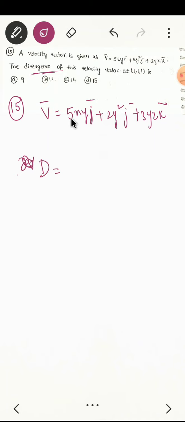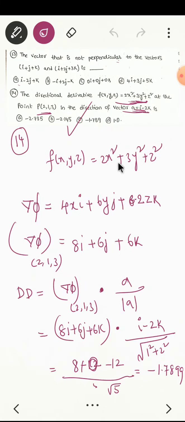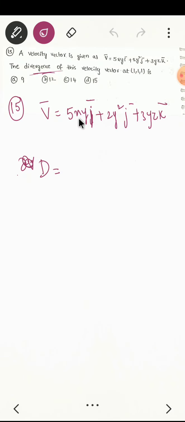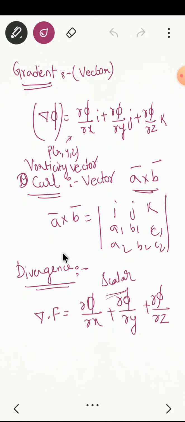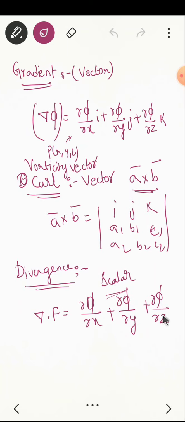Divergence is equal to the function with respect to x into i. Only i you have to do before i. Here you don't have any i, j, k, so you do the entire function with respect to x and keep i. If there is i already, then you have to do only this function with respect to x, with respect to y, with respect to z. Here, 5y plus, no i. Why? Because this is divergence. Divergence is a scalar. Function with respect to x plus function with respect to y plus function with respect to z.